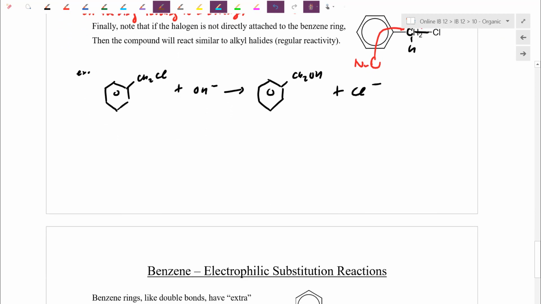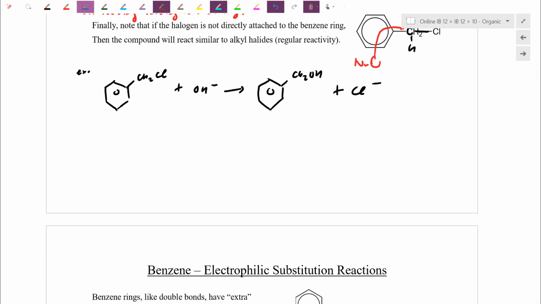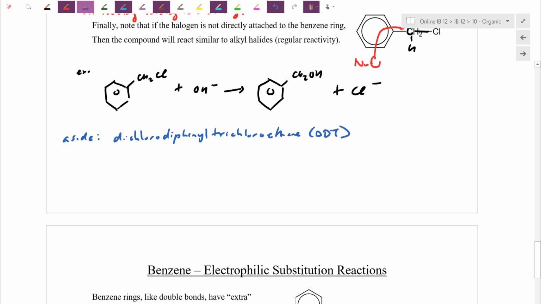Okay, I'm going to give you one quick aside here. Some of you, especially in your biology classes, may have learned about a molecule called diphenyltrichloroethane. This one is usually shorthanded DDT. It was used as a pesticide some 60, 70 years ago, really good at killing off unwanted insects. Unfortunately, it was very toxic to some creatures that ended up ingesting it.